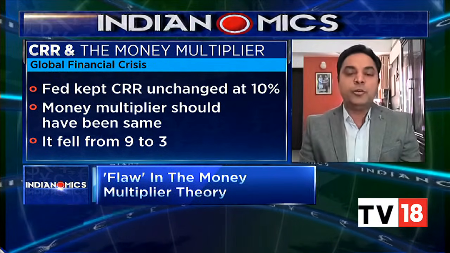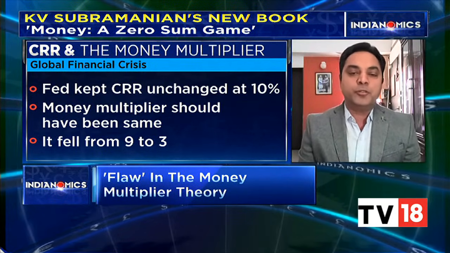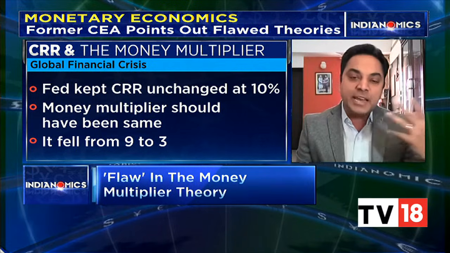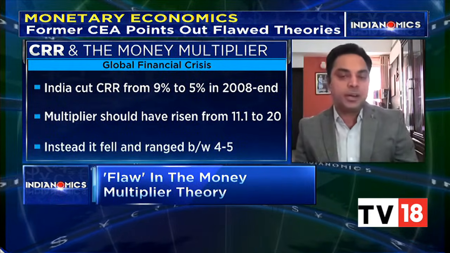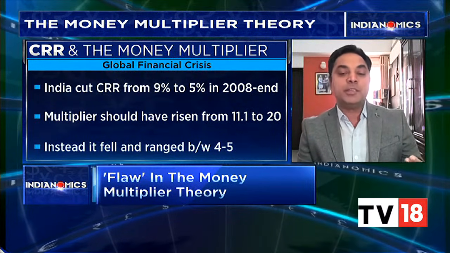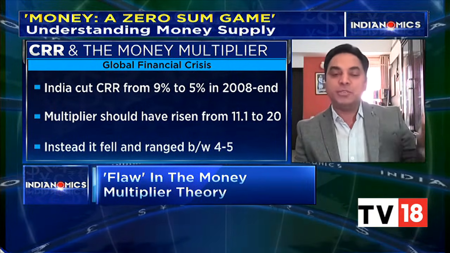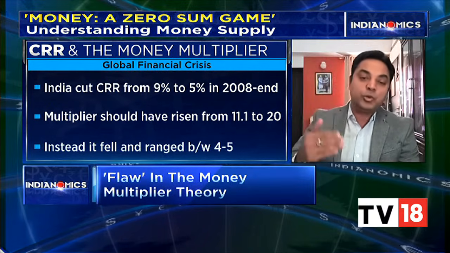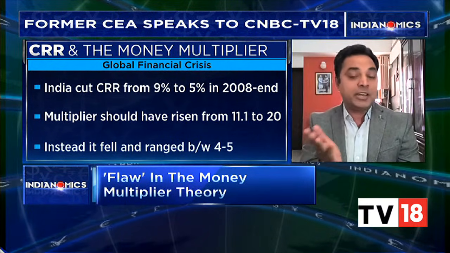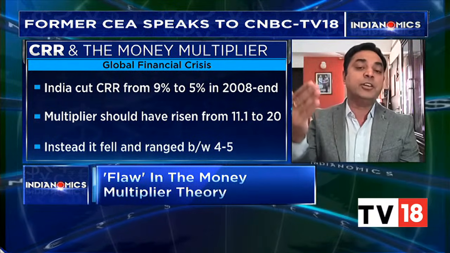In a similar way, if you look at India, during the global financial crisis, the Reserve Bank decreased the reserve ratio from 9% to 5%. So what would monetary theory tell us? That money multiplier should basically increase from about 11, which is the reciprocal of 9%, to 20. And yet what you find was that during that period, money multiplier was nowhere close to either 11 or 20.